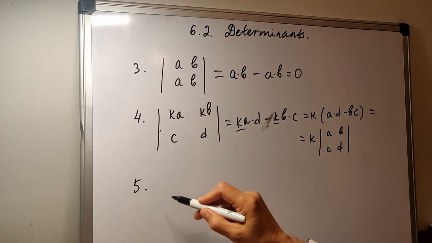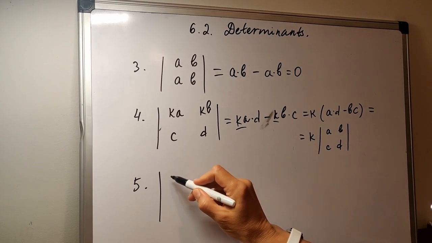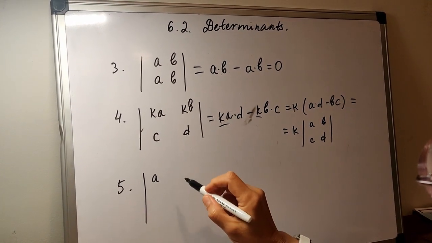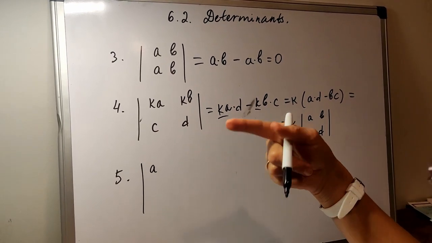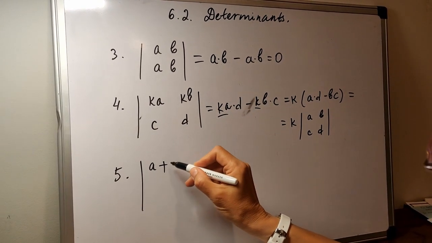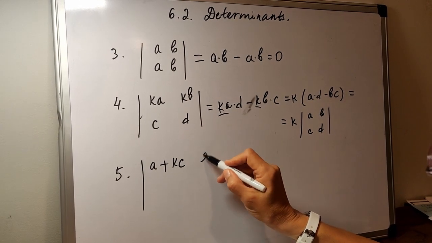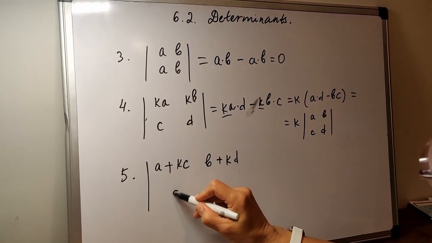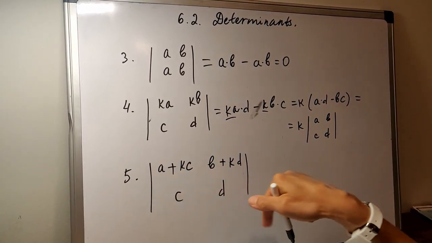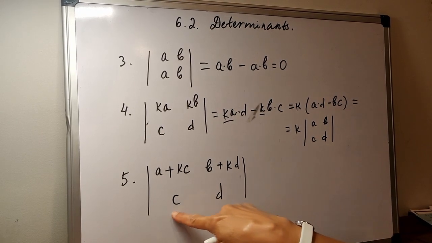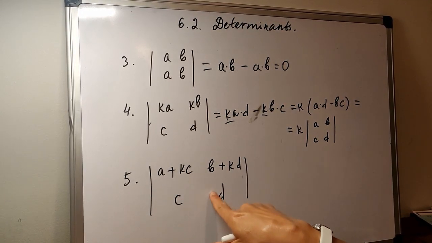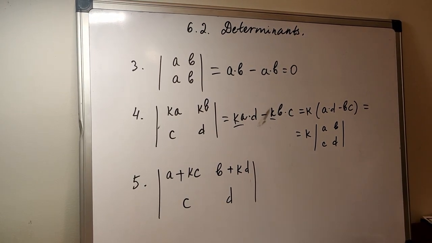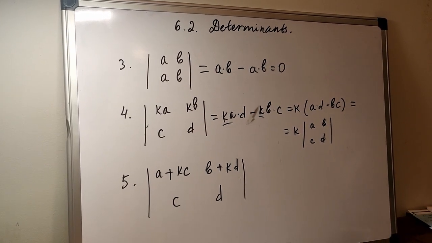Okay, rule number 5. Imagine that you take one row of the matrix and add it to another row of the matrix multiplied by k. For example, I'm going to write it down and then explain how it works. Plus kD, kC, D. So what I did over here, I took row number 2, which was C, D, multiplied it by k here and here, and added it to the first row. So I did a row operation.